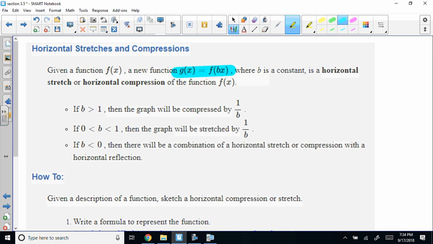Look where the multiplier is. It's inside of the function, right? It's going to be multiplying the x value, right? So here's a list of criteria. If b is greater than 1, then it is being compressed by 1 over b. If b is between 0 and 1, then it's being stretched by 1 over b. And ladies and gentlemen, if it's less than 0, then there's a combination of horizontal stretch or compression with a horizontal reflection.